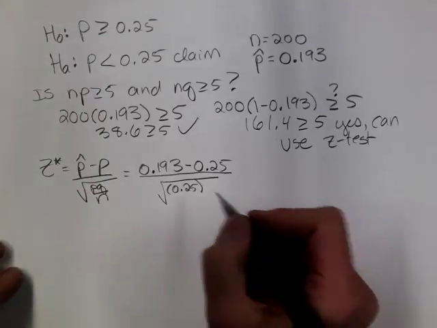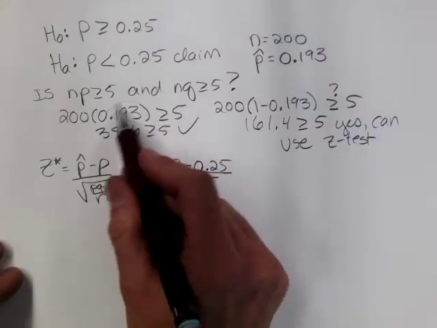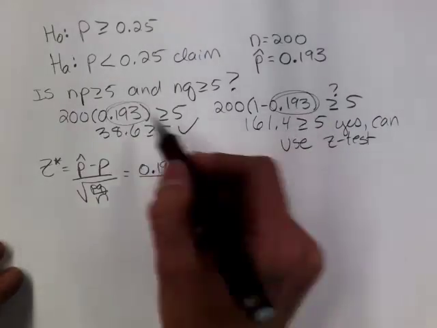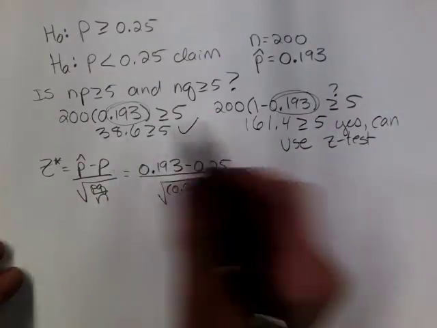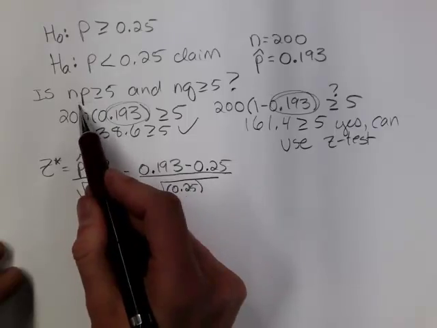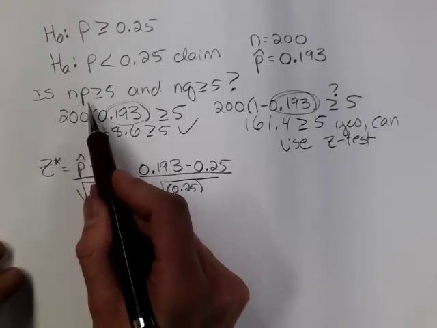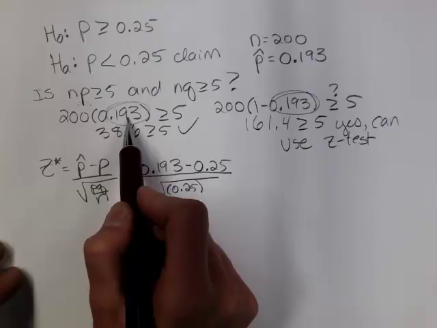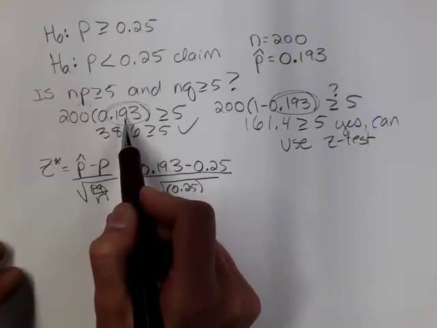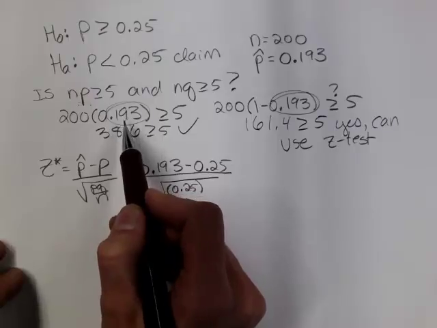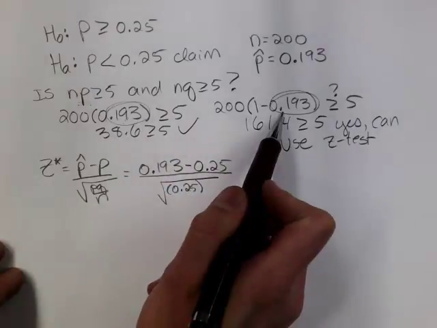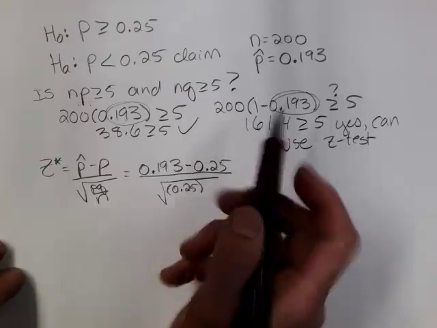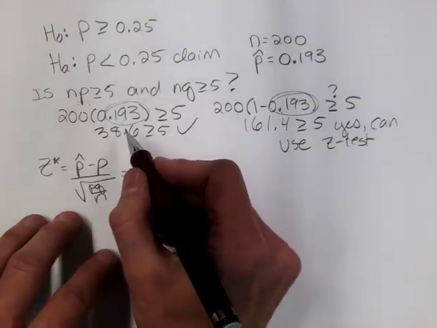Okay, I made a mistake up here. Someone should have caught me. What was I testing? Whether n times p is at least 5? And I used p hat here. This is what we had to do for the confidence interval. So real quick, sorry about that.